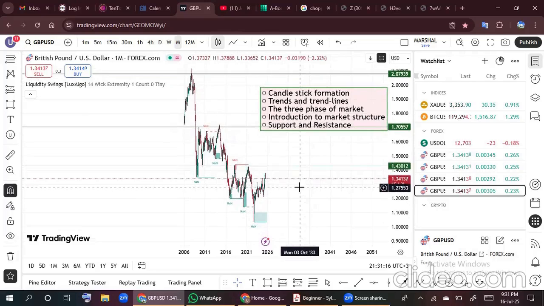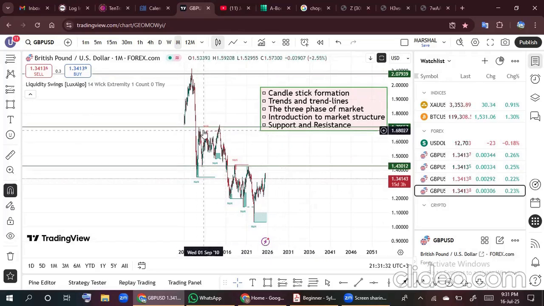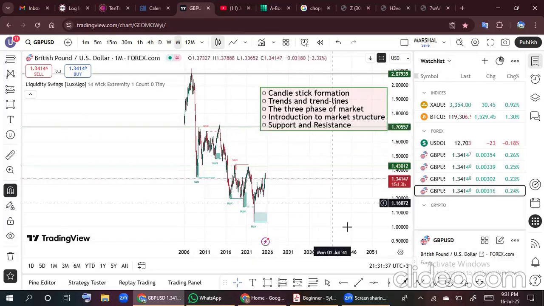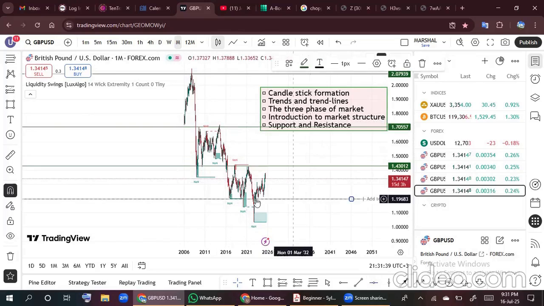Resistance, if we want to use just a layman's definition, prevents the market from going towards the upside. So it serves like a ceiling. Just think about it like a ceiling. So it forms like a hindrance. While support actually serves as a base, like the floor, a base where the market bounces off. Like you see here, it bounced off here, 1, 2, 3, and 4.